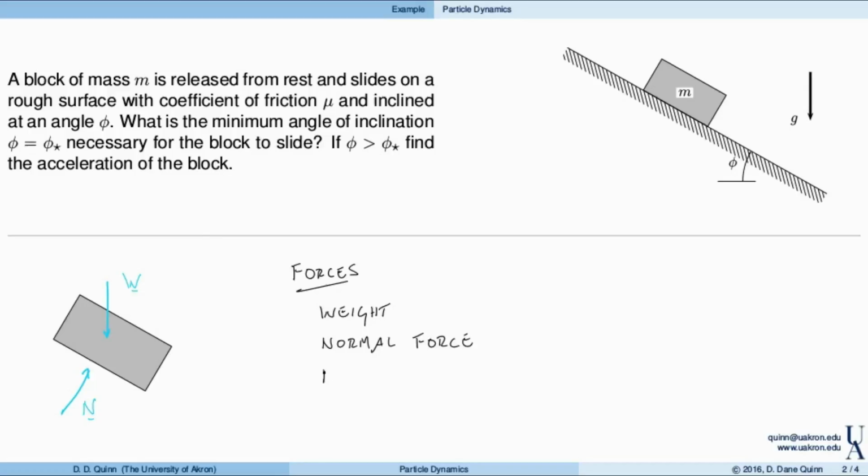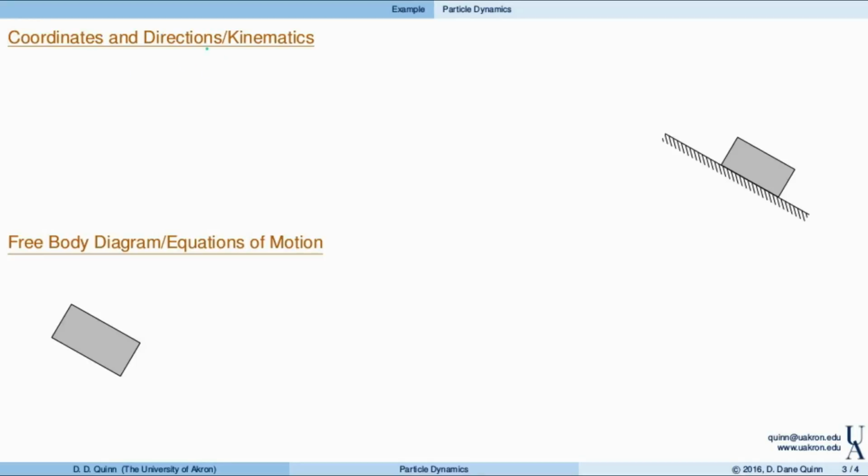And then finally, we have the friction force, again between the surface and the block. And the friction force is the force that resists relative motion. So the normal force is going to be normal to the surface, while the friction force is going to be directed along the surface. So these will be the forces that act on the block. Now, if I look at the motion, the block should slide up and down the plane. So our next step is to identify coordinates and directions as well as kinematics.